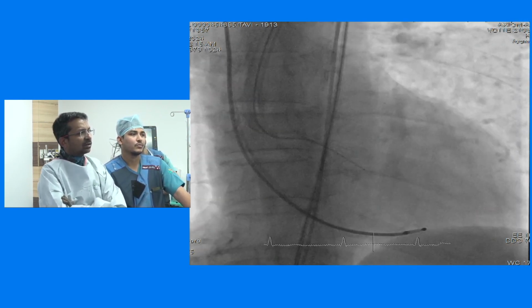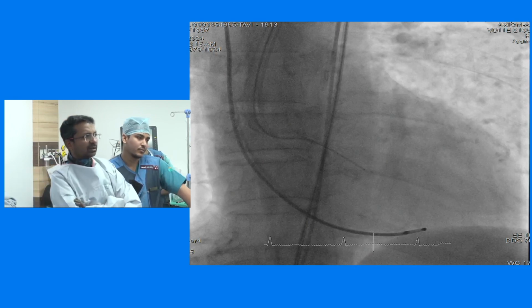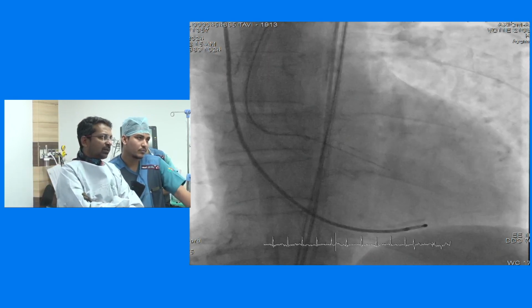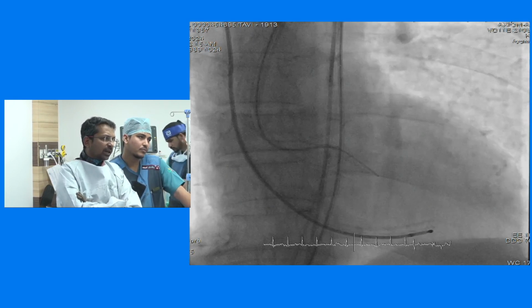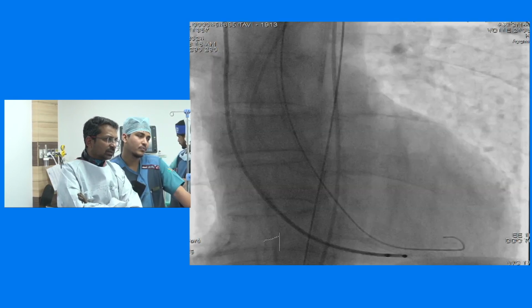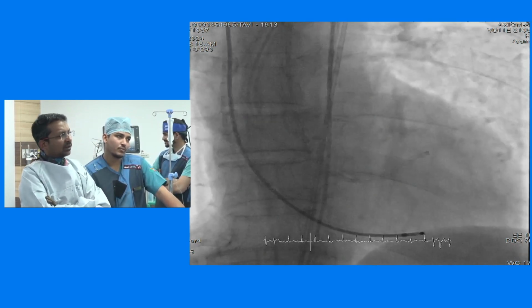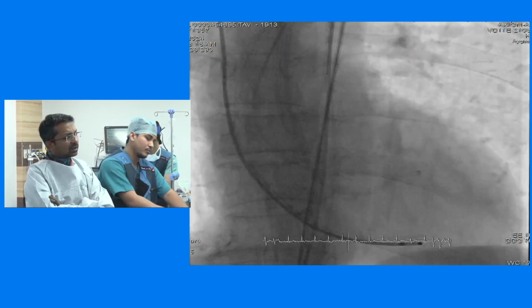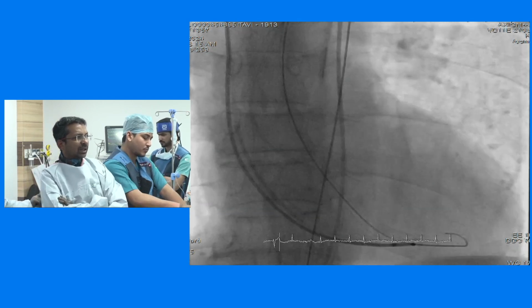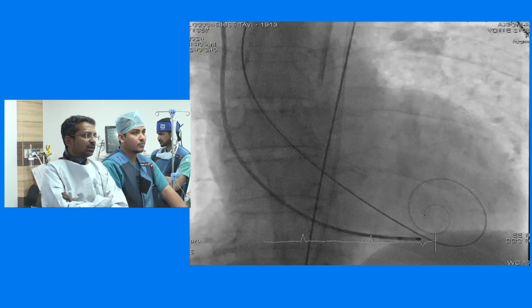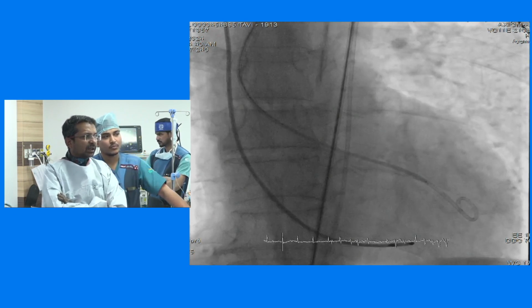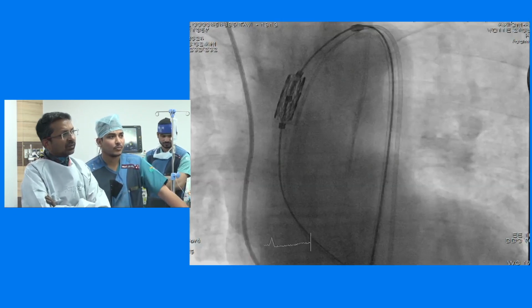Yeah. So at this point of time we succeeded with the valve crossing with the Teflon straight tip wire. Next please. So we exchanged the regular Teflon wire with this AL1. Next please. So we exchanged with the pigtail. Next please. Take the gradient and then again we exchange this pigtail to the extra small Safari wire.